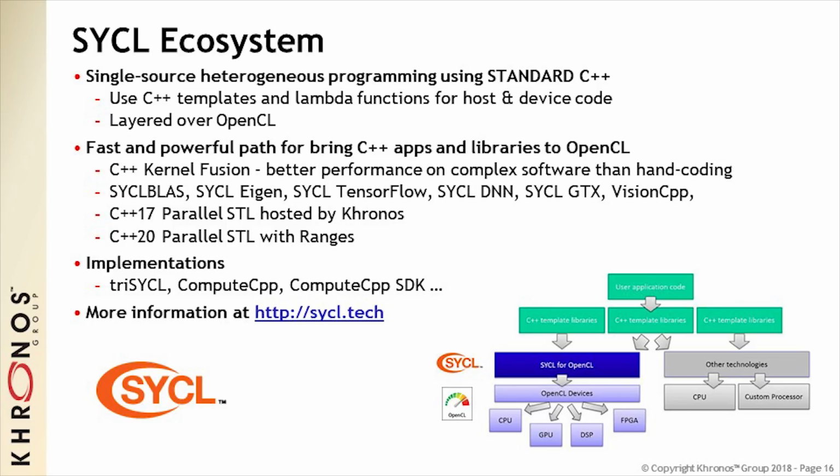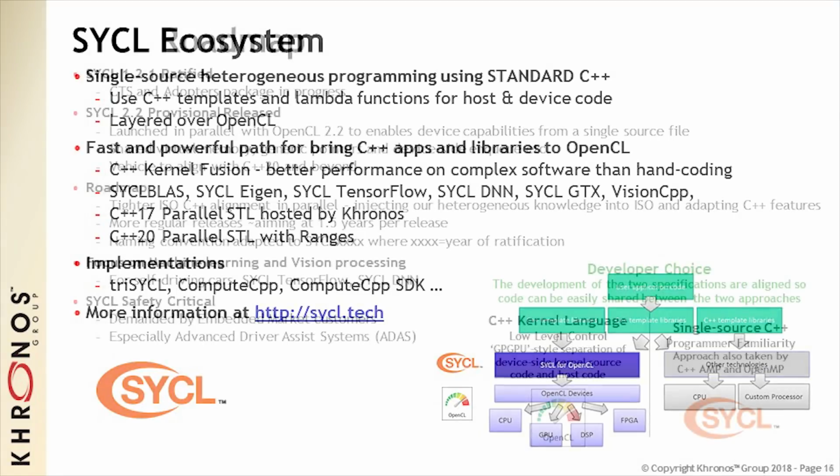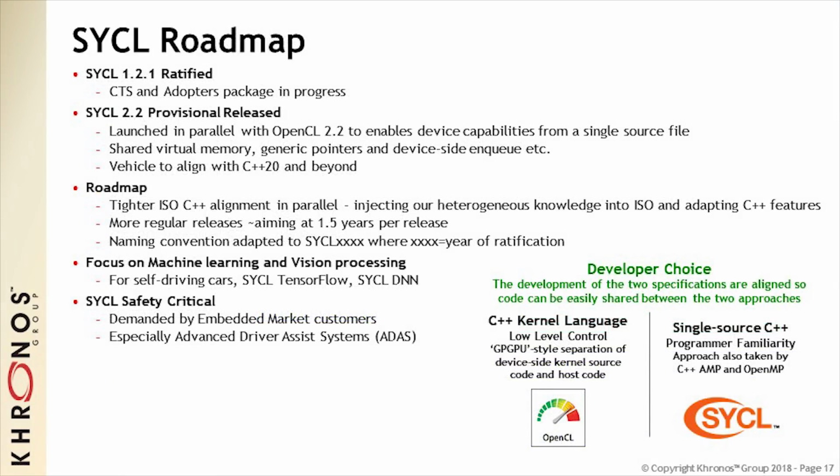And as you mentioned, Khronos is engaging fully with the ISO C++ group to try and help bring this kind of capability into C++ itself. There are multiple implementations, including Tricycle, which is an open source implementation, and more details at the link. Michael's going to be talking about the SYCL roadmap. We're working on the conformance tests and the adopters package for 1.2.1. 2.2 has been released provisionally, and 2.2 is really intended to let people get to the OpenCL 2.2 goodness through single source C++. So that's still work in progress.